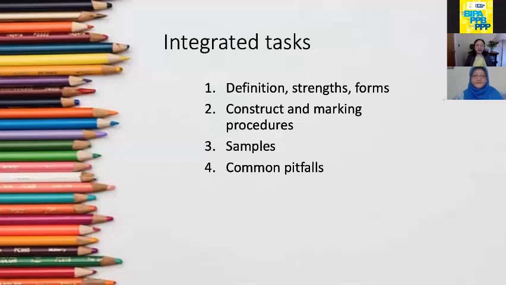So I'll begin by discussing the definition, the strengths or advantages of integrated tasks and the different forms. And then I'll move on to discussing the construct that this task type can target. And I'll talk a bit about the marking or scoring procedures. And then we'll look at two examples, which hopefully will clarify the points that I'll be talking about in points 1 and 2. And although the two examples are in the English language, I hope those of you who are teaching other languages will still find the examples useful. And finally, I'll discuss common pitfalls associated with integrated tasks so that we all can avoid these pitfalls.